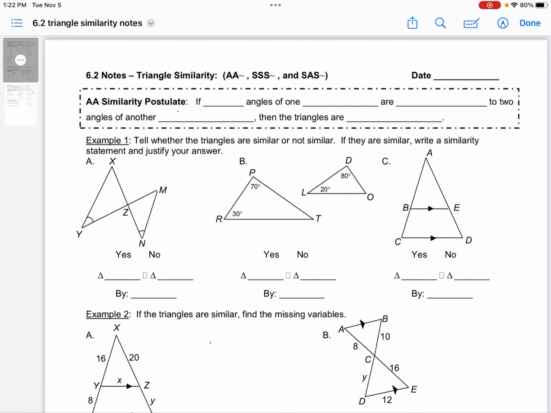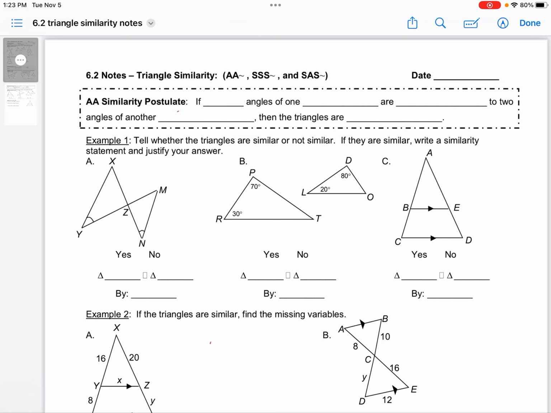Okay, 6.2, triangle similarity. So we're going to talk about not congruent triangles, because congruent triangles are the same size and the same shape. Similar triangles are the same shape, but can be proportional. So there are some requirements on what makes it the same shape, and that is that it's proportional. So here's our similarity postulate.